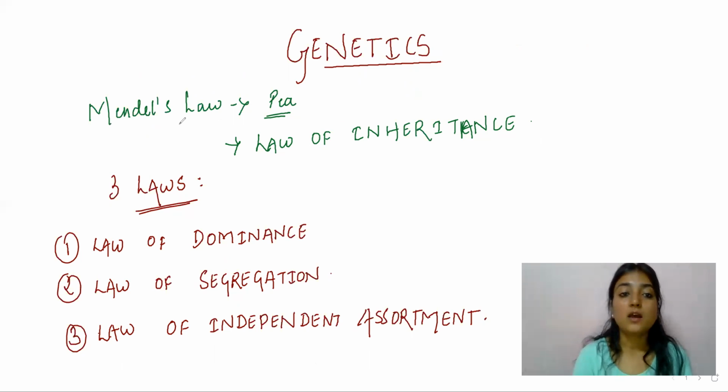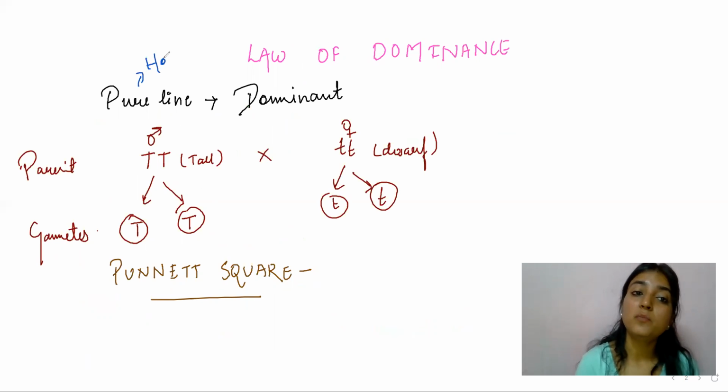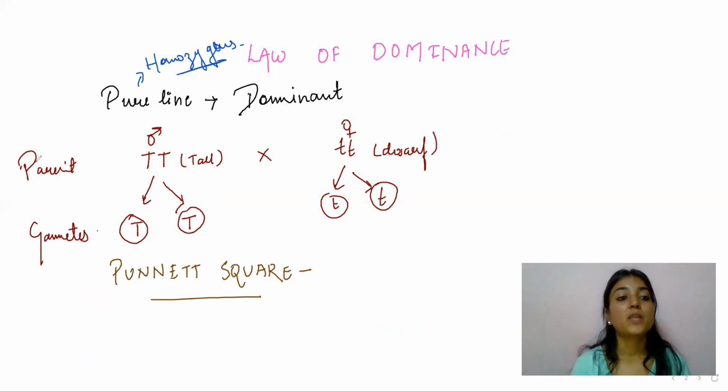Now, in the law of dominance, we are taking the pure lines. Pure lines means the homozygous form of the parents. Homozygous means either they will be dominant or recessive. So for parents, we are taking here the tall. According to the law of dominance, Mendel stated that when we start with the pure line, it is the dominant which expresses itself. So here we are taking a cross between the homozygous tall and the homozygous dwarf.